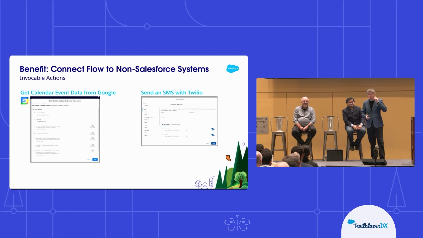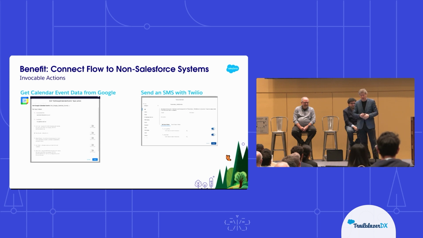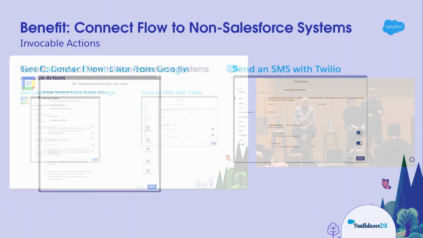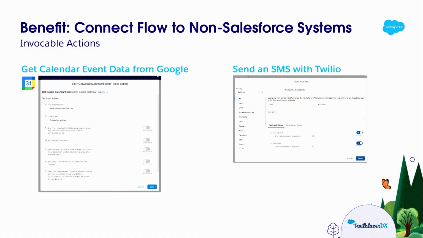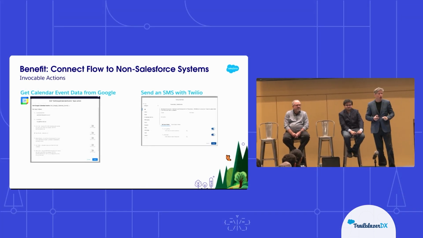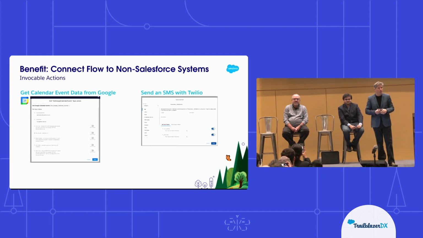So we'll talk a little more in depth about how you actually add a CPE, a custom property editor, to an action. Another big benefit, the last one I'm going to focus on, arguably the most powerful, is that invocable actions are one of the best ways to connect Salesforce to non-Salesforce systems. Every one of your actions can have callout logic in it, can use named credentials.